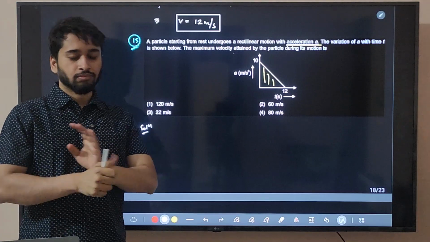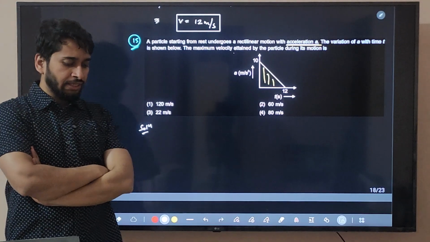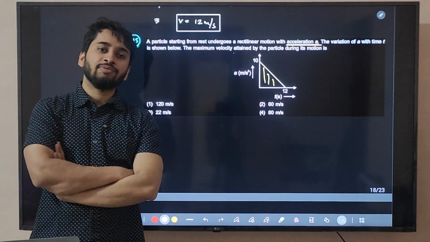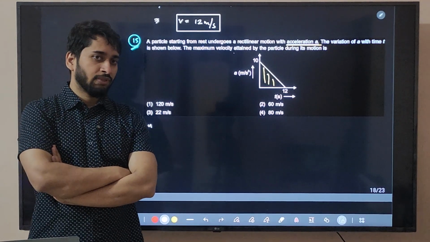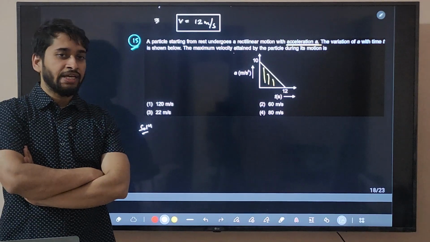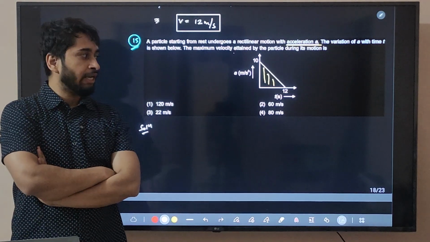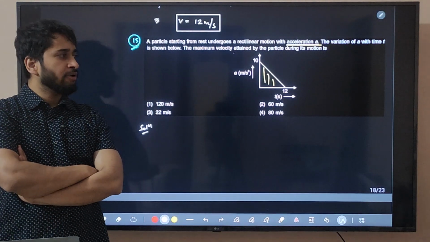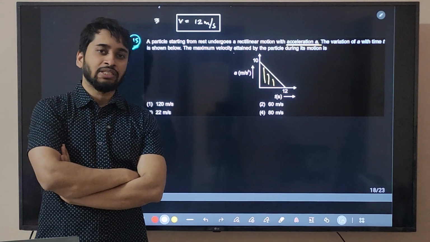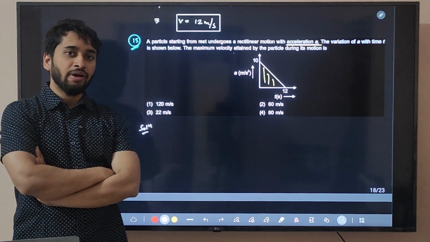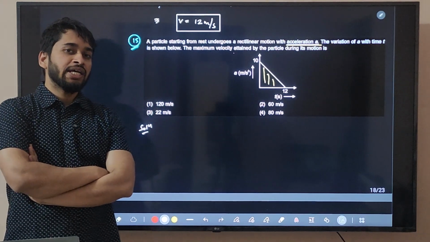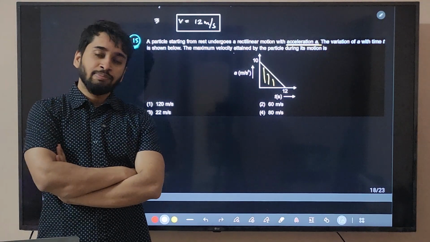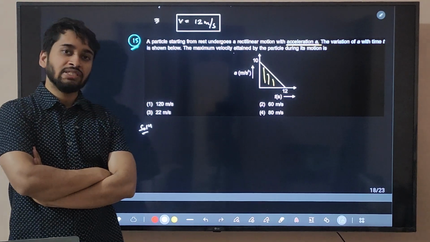Why is that? Because even if the acceleration is decreasing, as long as it is positive, decreasing acceleration only means the rate at which the velocity will increase will decrease. Now you might say, what exactly are you saying? For example, if acceleration is 10 meter per second square, then the velocity will be increasing by 10 meter per second every second. If acceleration is 8 meter per second square, velocity will be increasing by 8 meter per second every second. If the acceleration is 6 meter per second square, the velocity will increase by 6 meter per second every second, right?